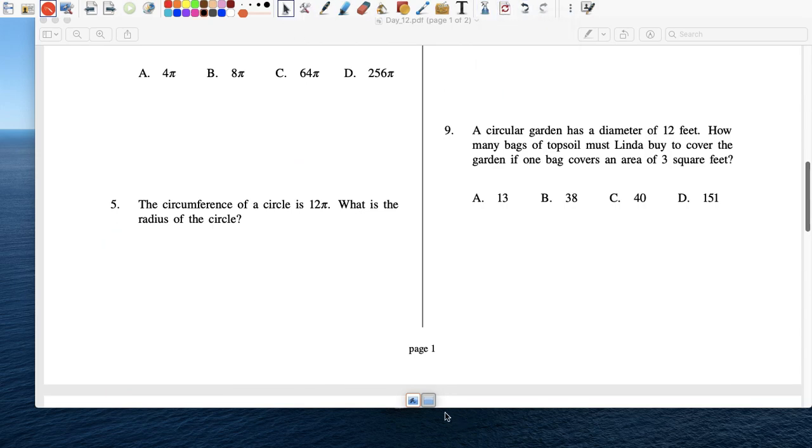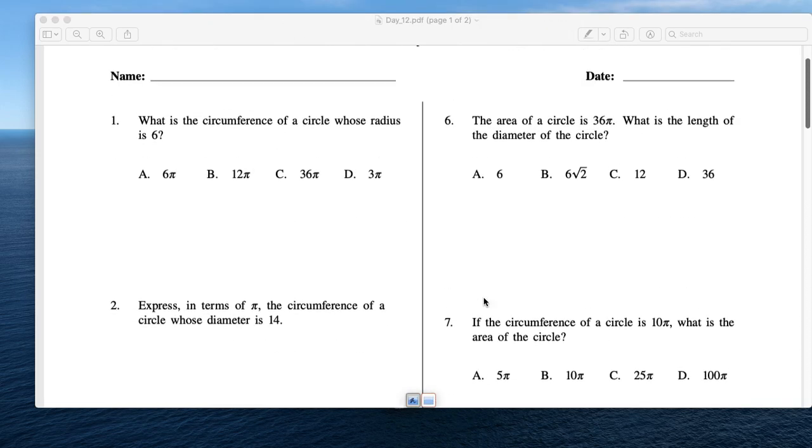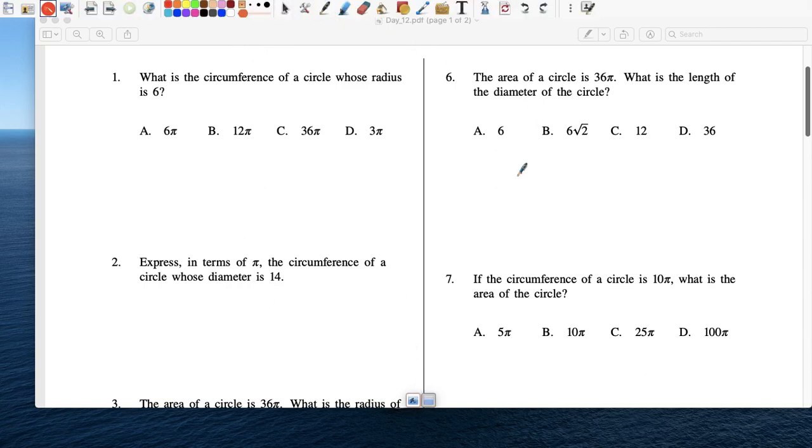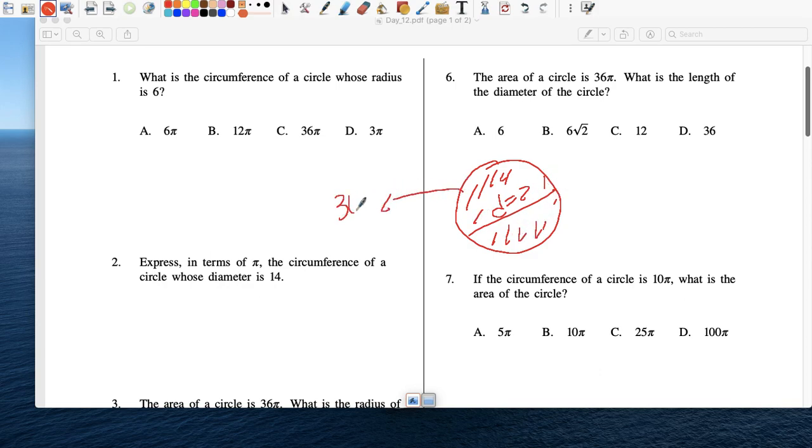The area. 5, 6. The area of a circle. What is the diameter? Diameter, I don't know, but the area, this area here, the whole circle, is 36 pi. So A equals pi r squared.